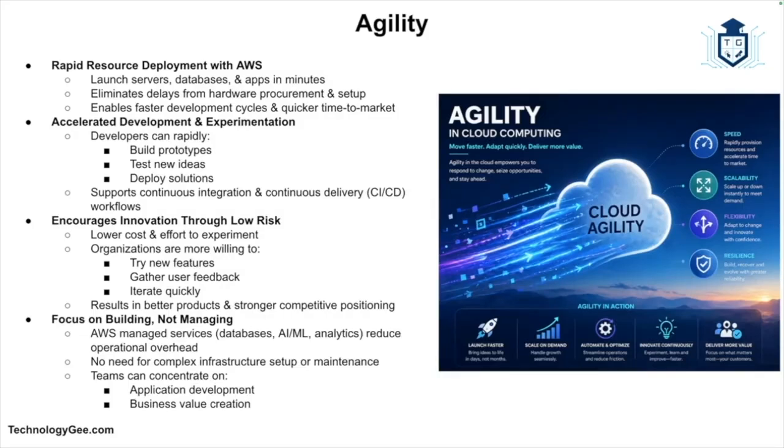Now, agility also supports innovation. So when the cost and effort of trying new ideas are low, organizations are more willing to take risks, and they can test new features, gather feedback, and iterate rapidly. And this leads to better products and a stronger competitive edge. Also, in addition, AWS provides a wide range of managed services like databases, machine learning tools, and analytics platforms. And all of that eliminates the need for complex setup and maintenance. And this essentially allows teams to focus on building applications rather than managing infrastructure.